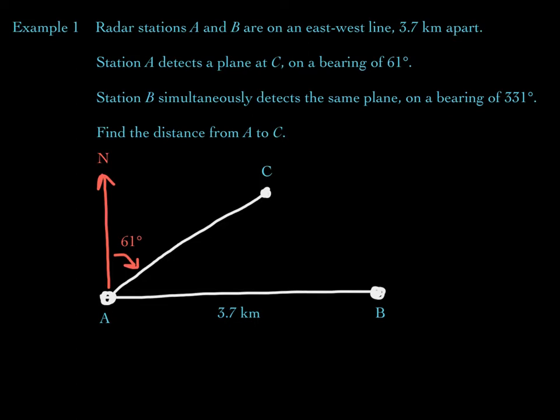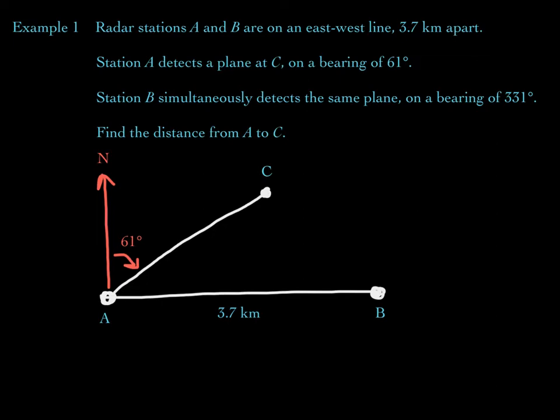So here we have due north here. I went 61 degrees, right? And of course, this is a sketch, so this is not completely accurate, but I went 61 degrees out here, and there is point C. This is where they detect the plane on a bearing of 61 degrees. Now, I gave an approximate location of where C might be, okay? The important thing is not how far away C is. The important thing is that this is a bearing of 61 degrees from due north, okay? That's the important part.